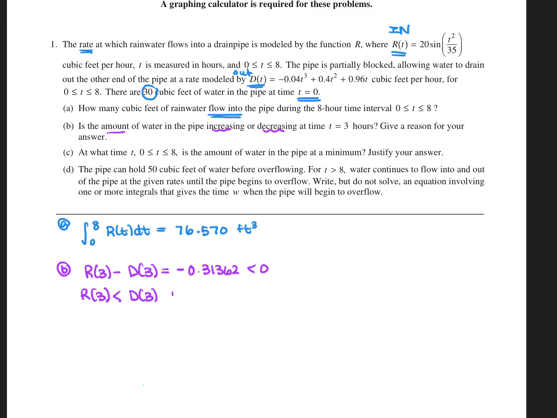So the amount of water in the pipe is decreasing at time t equals 3. It's negative, which means it's decreasing, which means R of 3 had to be less than D of 3.